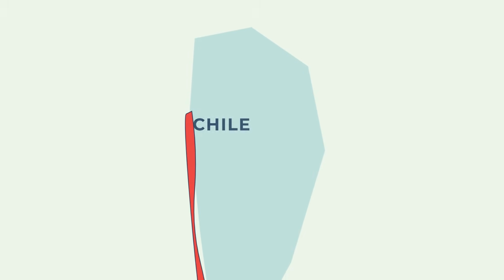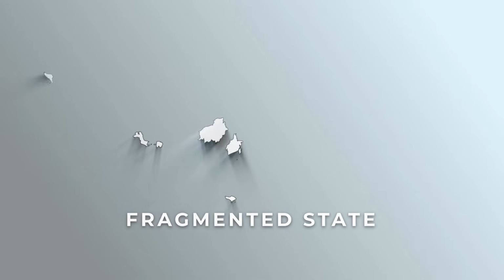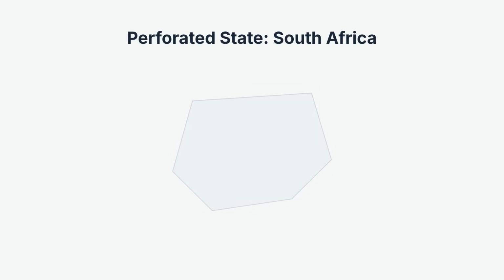The shape of a country can affect how it functions. A compact state is shaped like a circle or square. Poland is fairly compact, making travel and communication easier. An elongated state is long and narrow. Chile is a classic example. Long distances can make governing harder. A fragmented state is broken into pieces. Indonesia is fragmented because it is made of many islands. A perforated state surrounds another state.